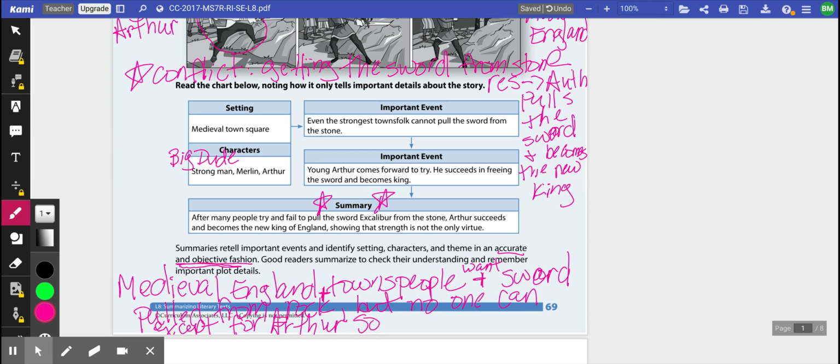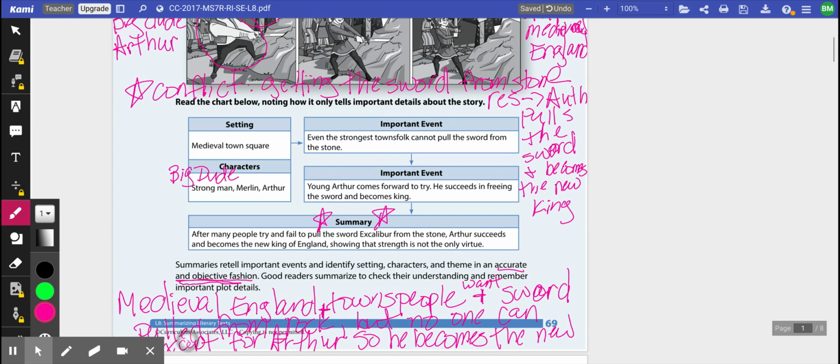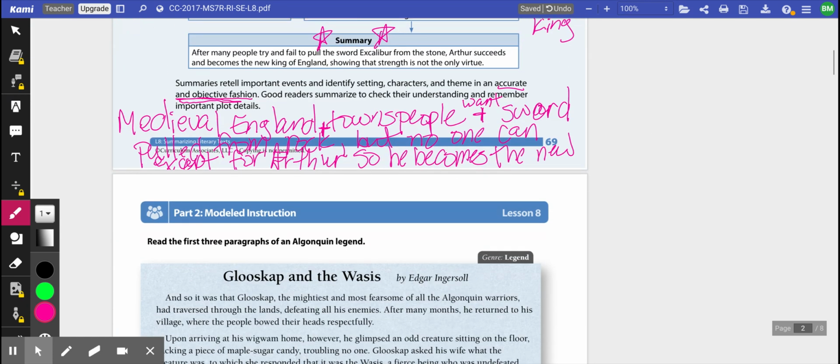So he becomes the new, I ran out of room. He becomes the new king. Just keep it down at the bottom of yours, guys. I ran out of room on mine.